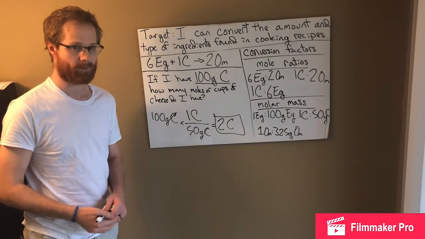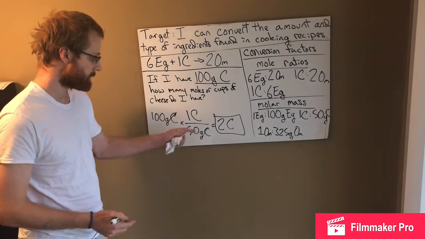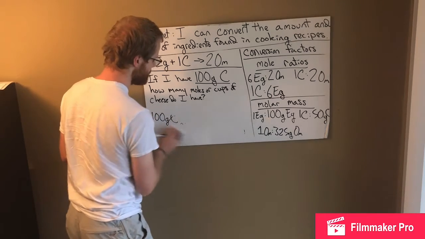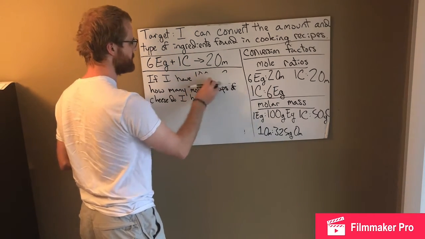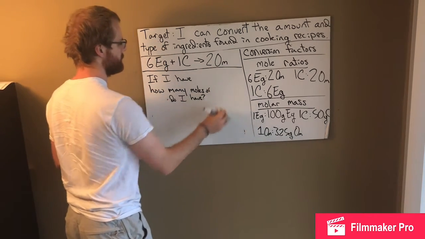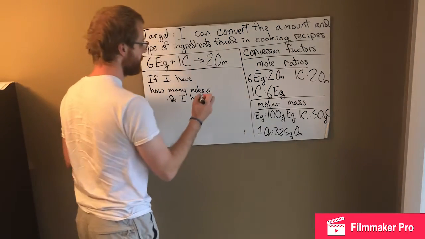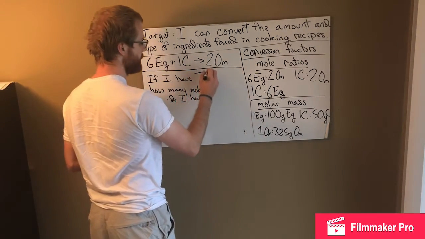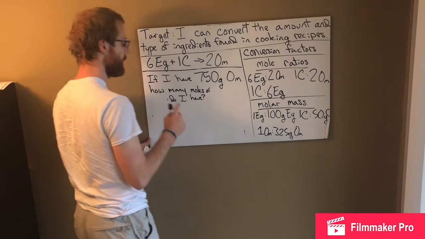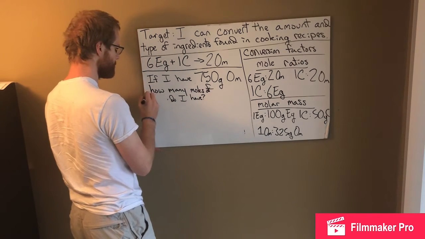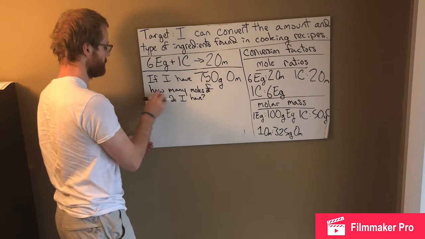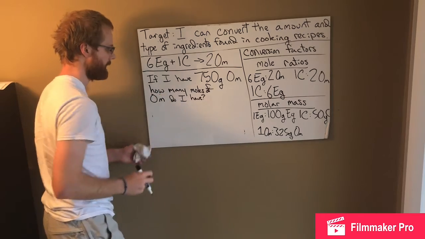Let's do a couple more example problems, because this is a little complicated. So let's just say, instead of 100 grams of cheese, let's say if I have 750 grams of omelet, how many moles of omelet am I going to make here? How many moles of omelet do I have?